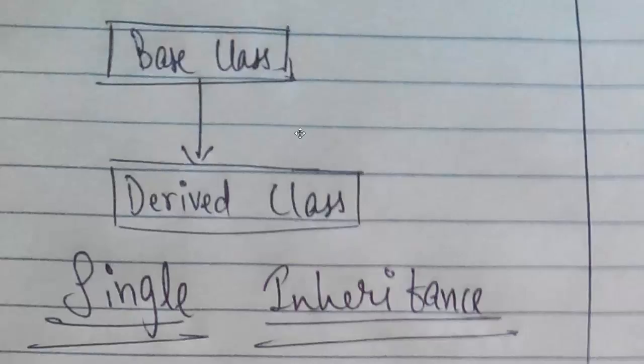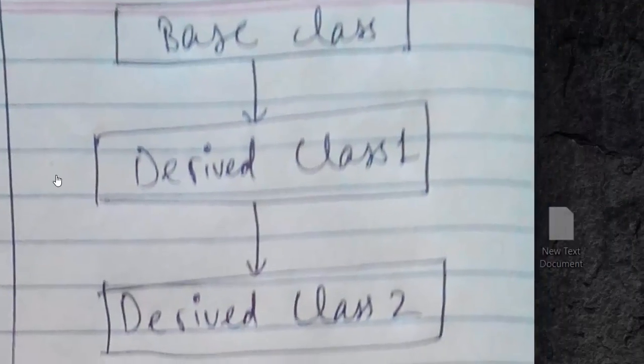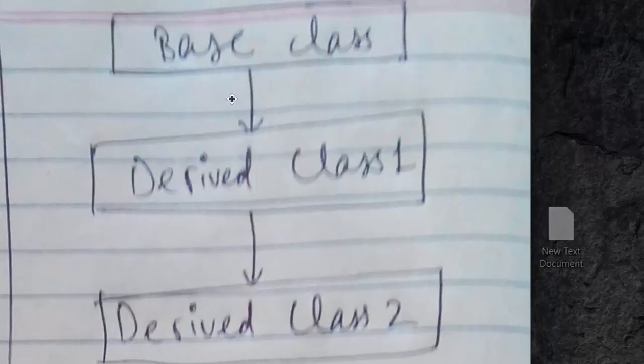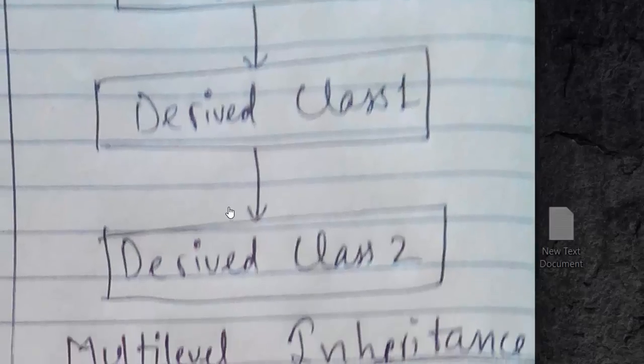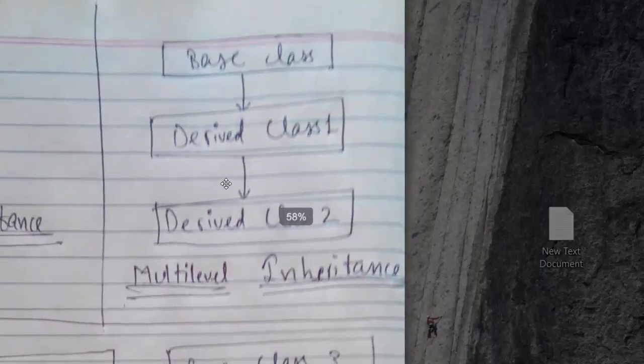It's called single inheritance. Now the next kind of inheritance is multi-level inheritance, and it's kind of blurred because I might have shaken my hand while taking this photo with my smartphone, but there it is. It's written base class here. This is derived class 1 and this is derived class 2. Alright, so this is called multi-level inheritance.